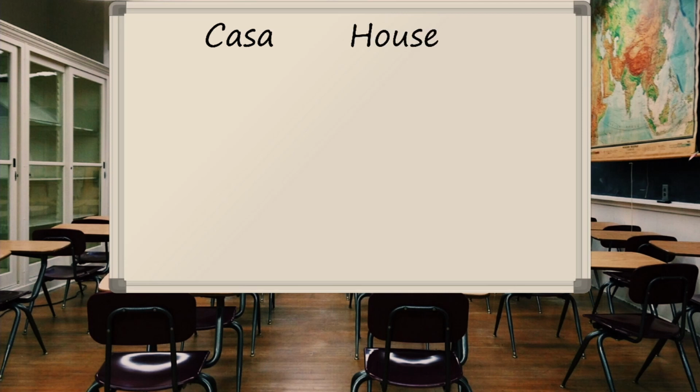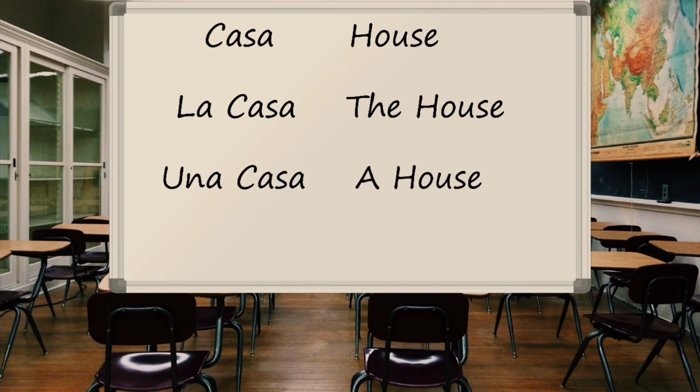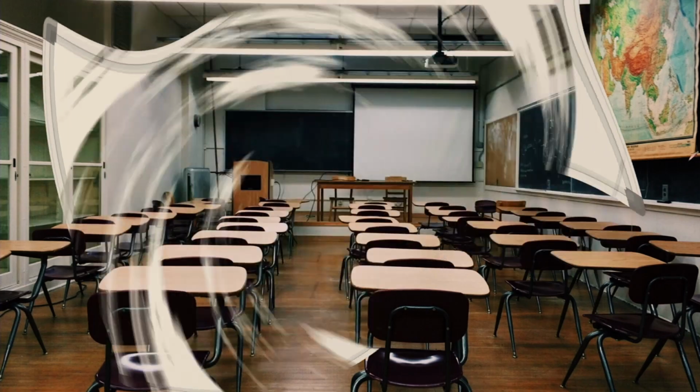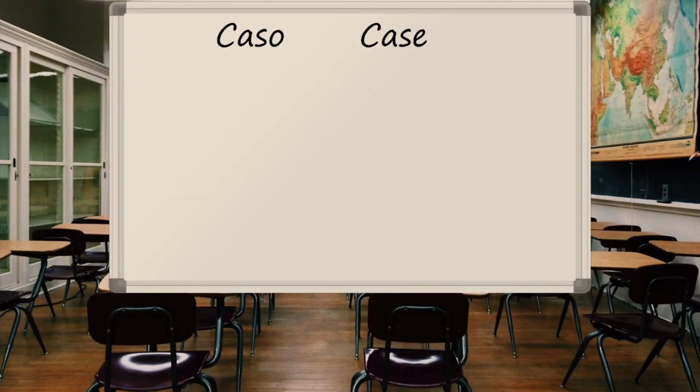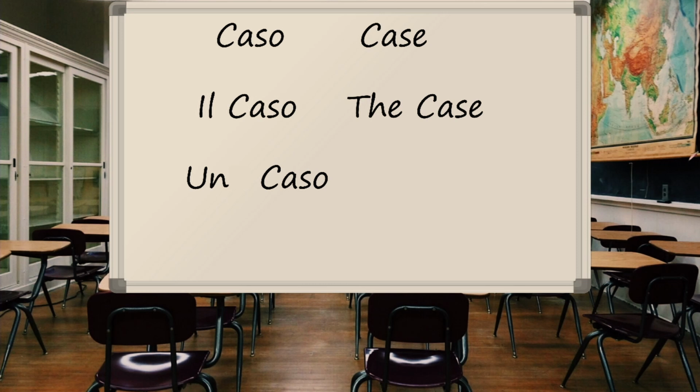Casa is feminine gender because it ends with the vowel a. La casa, the house, with its definite article. Una casa, a house, with its indefinite article. Le case, the houses, plural. Casa differs from caso. Caso in Italian is not the male for casa, because it means different things. The first meaning is the translation of the English case, like case scenario. So caso ends with the vowel o, therefore it is male gender. Il caso, the case. Un caso, a case. I casi, the cases.